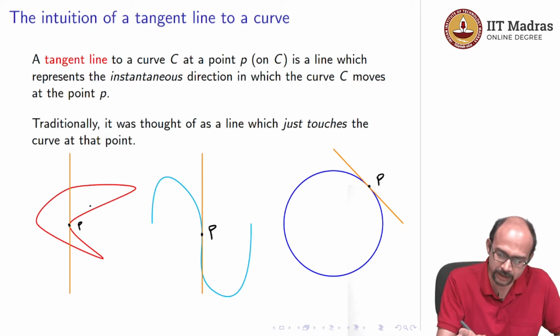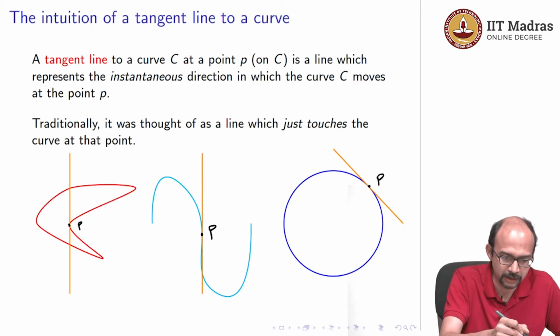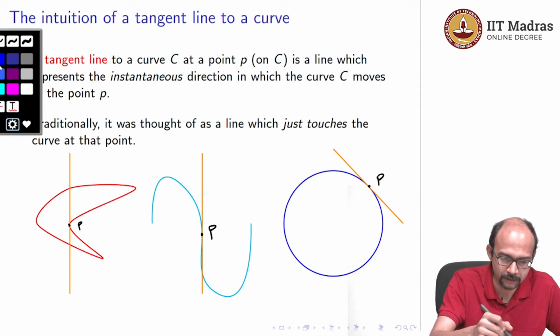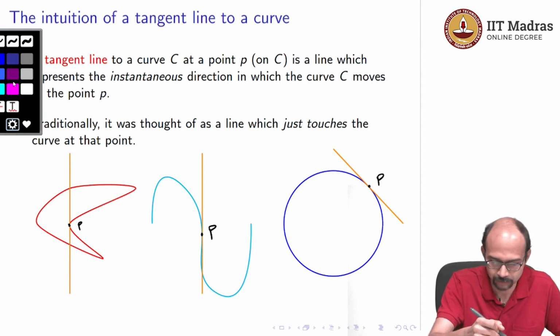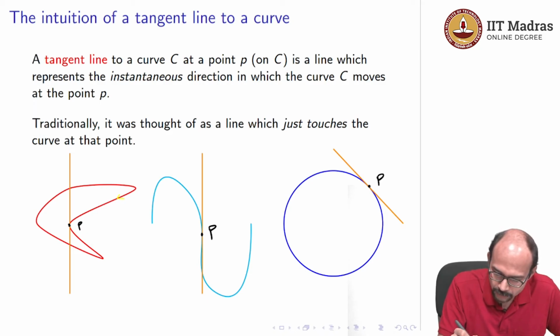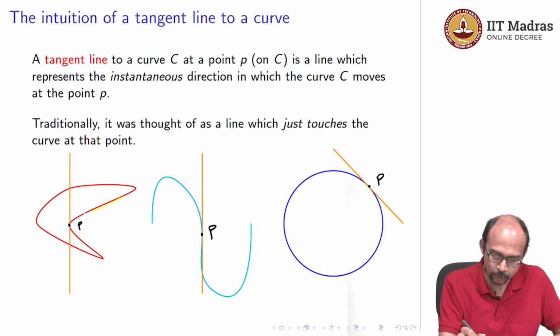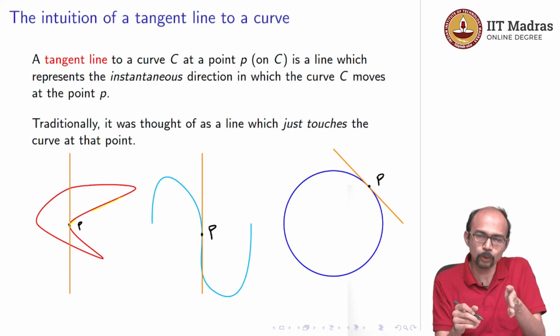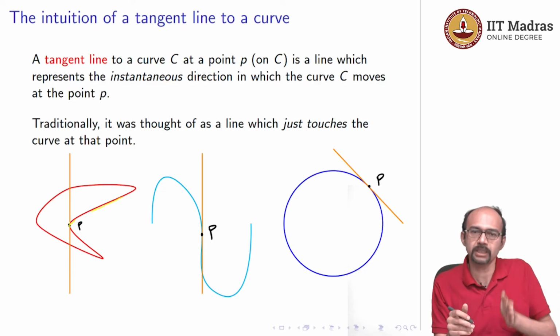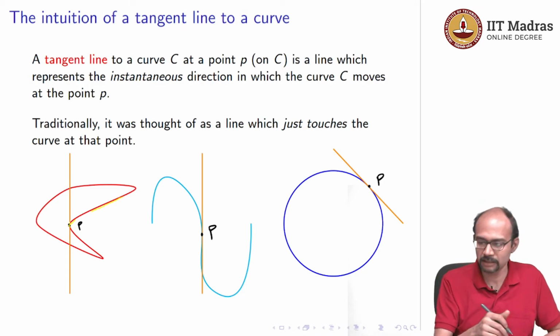Okay, so as you are traversing along this curve, as you move along the curve, so you move like this. Okay, so when you come close to that point, it is as if you are moving in a straight line. And which straight line is that? It is this orange straight line.